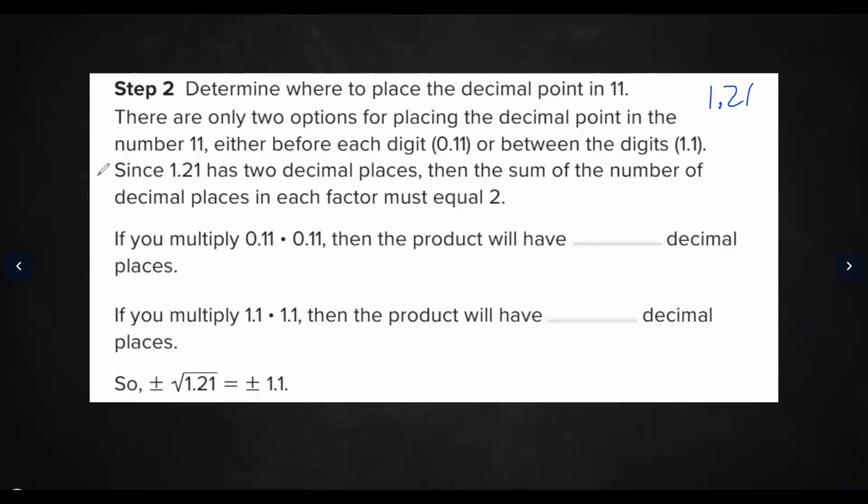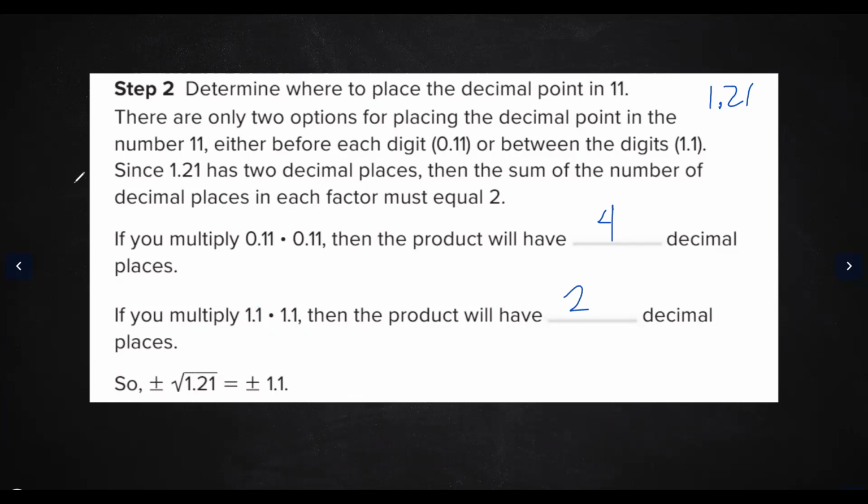So it says there are only 2 options for placing the decimal point in the number 11, either before each digit or between the digits 1 and 1. Since 1.21 has 2 decimal places, the sum of the number of decimal places in each factor must be equal to 2. If you multiply 0.11 times 0.11, then the product will have 4 decimal places, okay? We have 2 right here and 2 right here. When we multiply them, we add the numbers, right? If you multiply 1.1 times 1.1, then the product will have 2 decimal places.